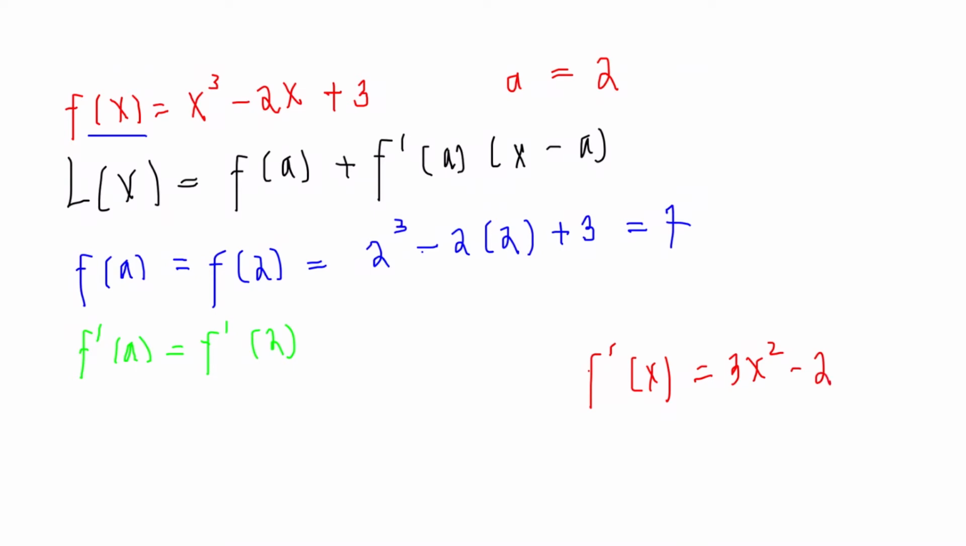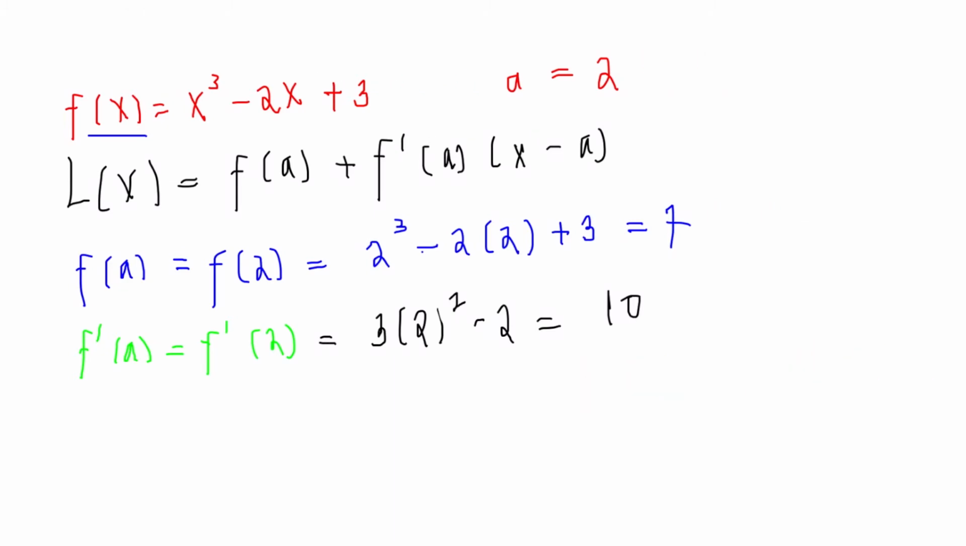So we come here and instead of this x, we can put 2, because we want to find the derivative of that function at x equal to 2. So it's going to be 3 times 2 squared minus 2. Okay, so this gives us 10. Maybe we can wrap this.